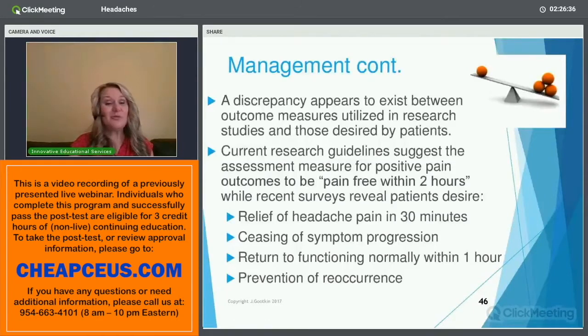So someone did a study saying, well, what do patients really want? And for someone who is suffering with a headache, 2 hours is an eternity. They say, you know what? I would really like to have pain relief in 30 minutes.